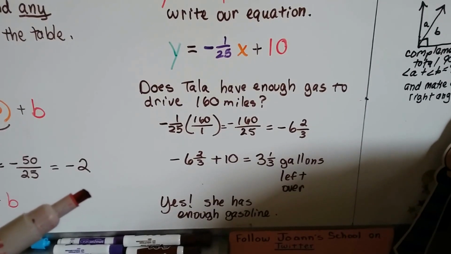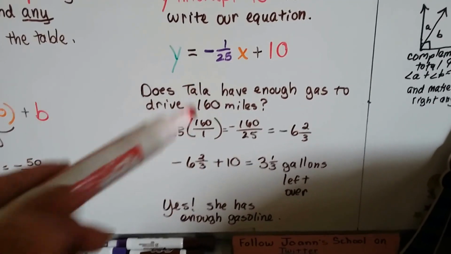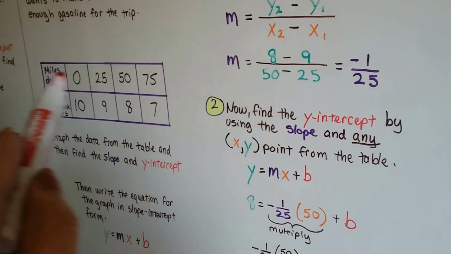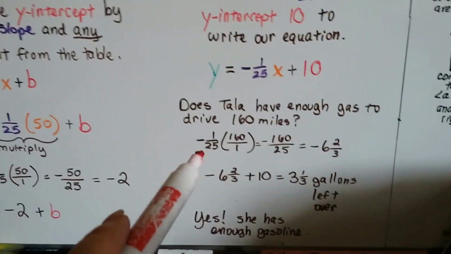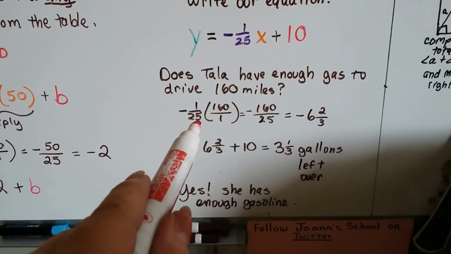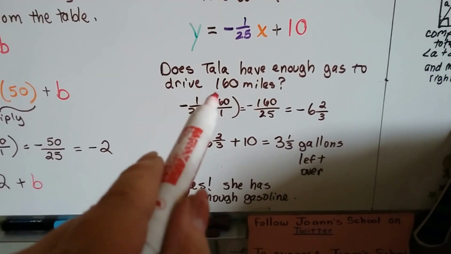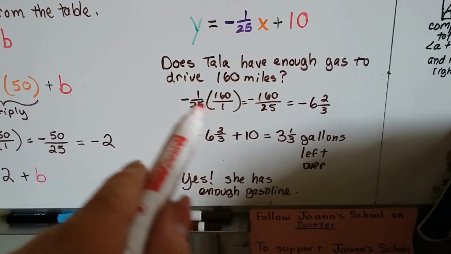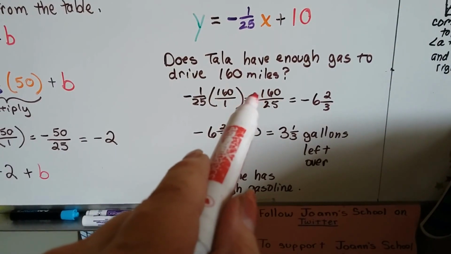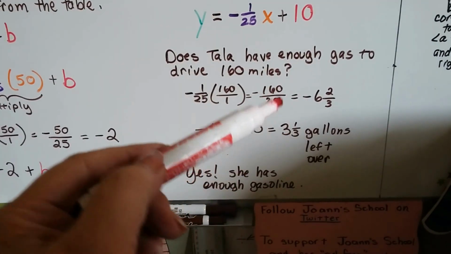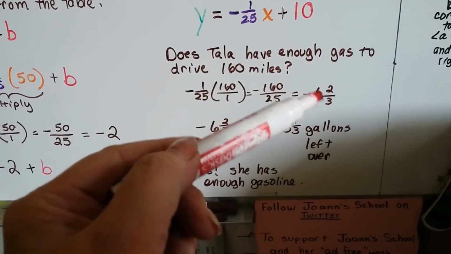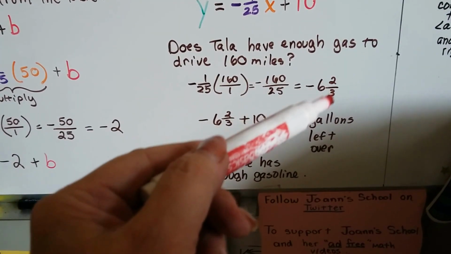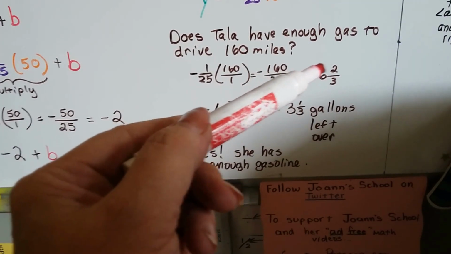Does Tala have enough gas to drive the 160 miles? All we have to do is plug the 160 in for x as the number of miles, because that's what x stands for. And we do our math, and we see that 1 times 160 is 160, and 25 times 1 is 25. And it's a negative, because a negative times a positive is a negative. We simplify this. 25 can go into 160 6 times with 10/15ths left over, and that's going to simplify to 2/3. So now we have negative 6 and 2/3.